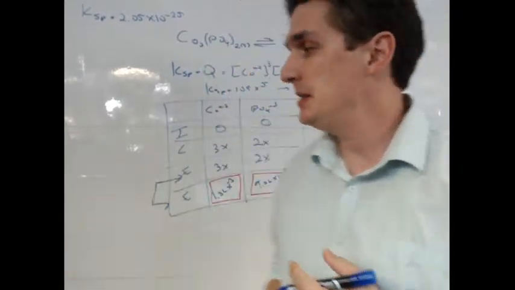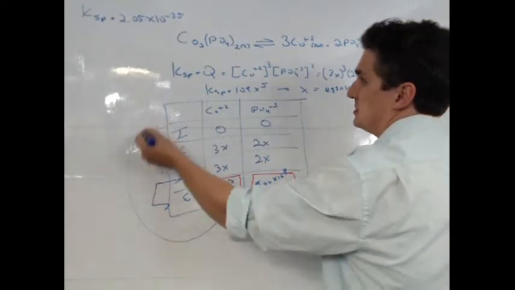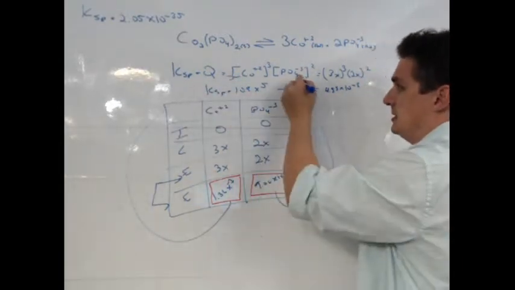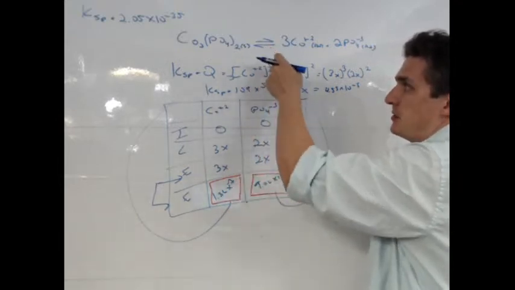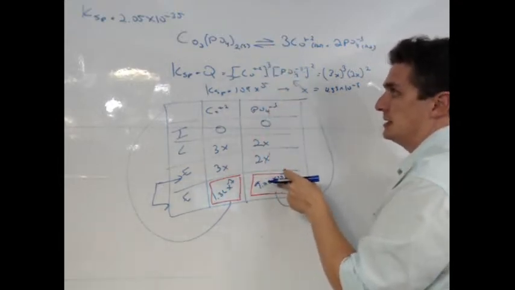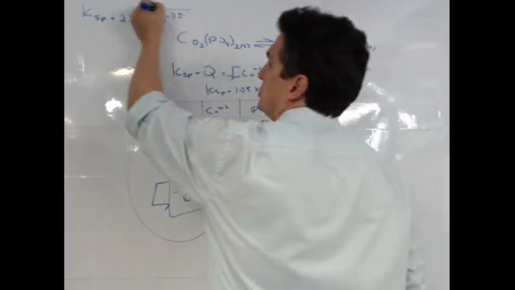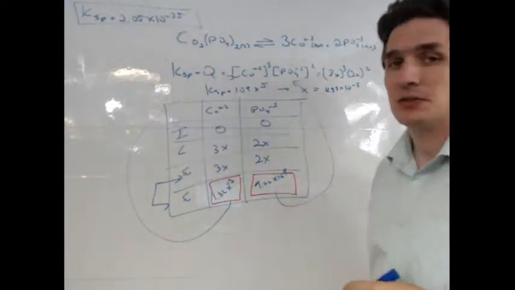Now you can verify this by just sticking these numbers back into this equation. So if you take 1.36 times 10 to the -7, raise it to the 3rd power, multiply it by 9.06 times 10 to the -8 to the 2nd power, you should recover this number if you've done the calculation correctly.